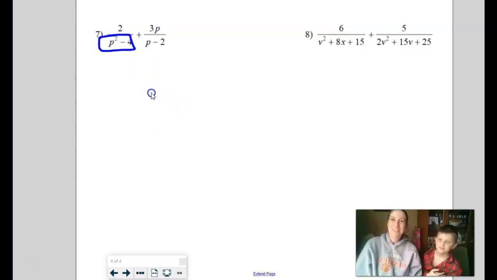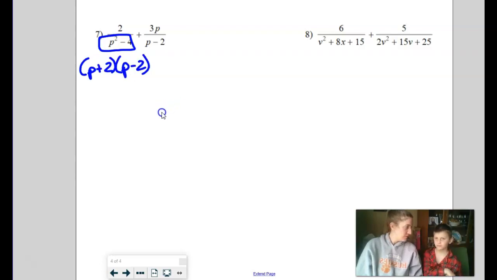All right. P squared minus 4. That is not in factored form, is it? This is really p plus 2 times p minus 2. We call that the difference of two squares, Logan. All right. This denominator is in its factored form. It's p minus 2.